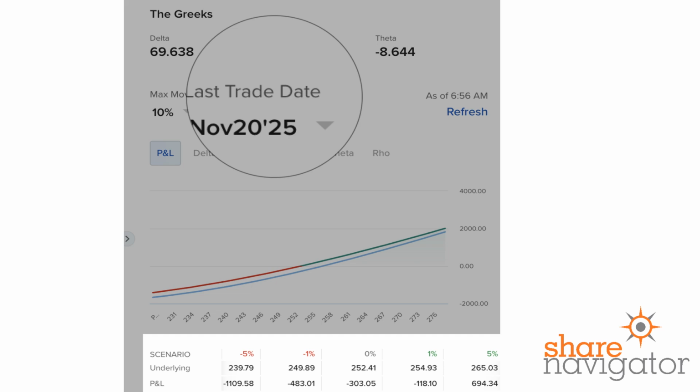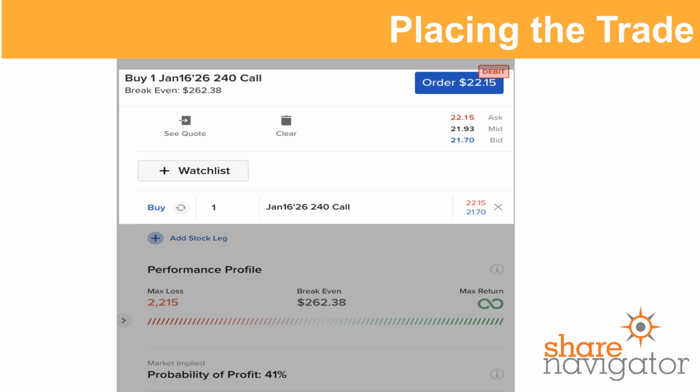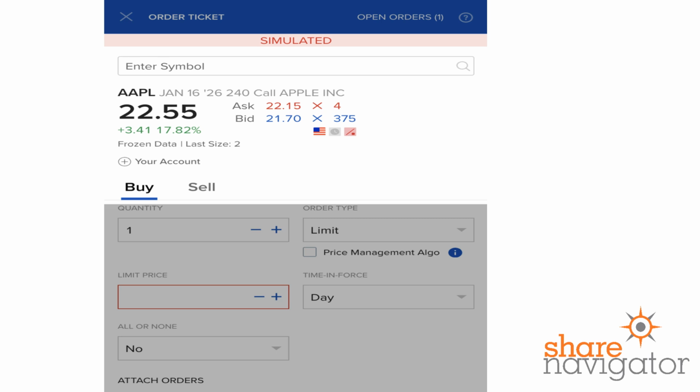So it's a great feature within the tool, and it saves you having to do all of that math. If you're happy with the order summary window and you're ready to go and place the trade, you click on the blue order button on the top right-hand corner, and it'll bring you to the following screen. The first half of the order window reminds you again of the trade you're placing, just to be certain, and it also highlights whether you're buying or selling.